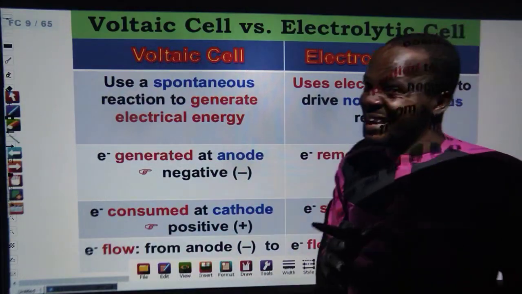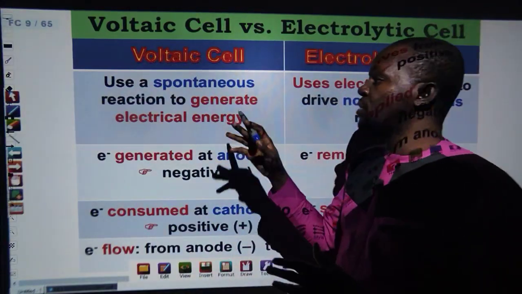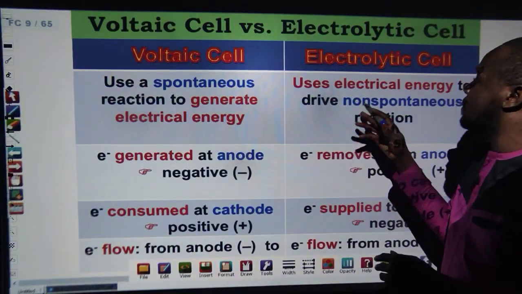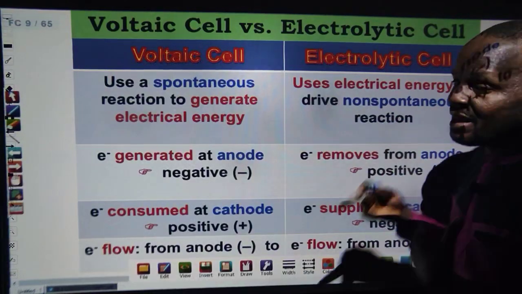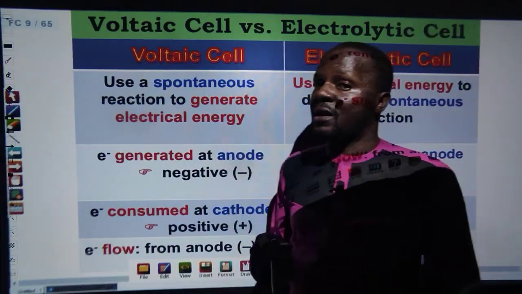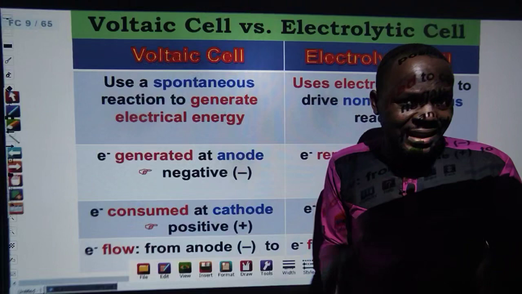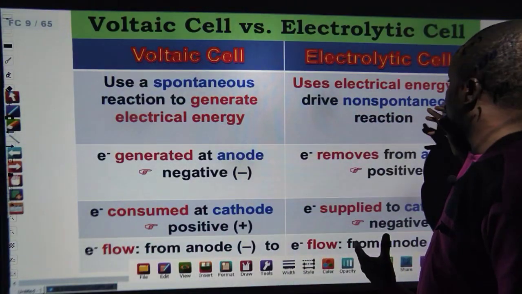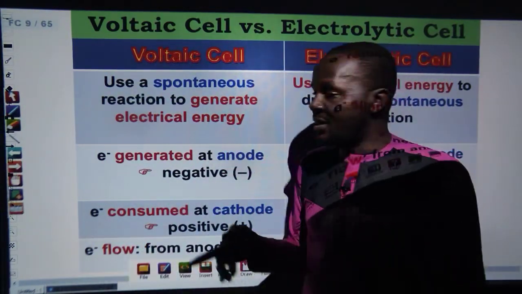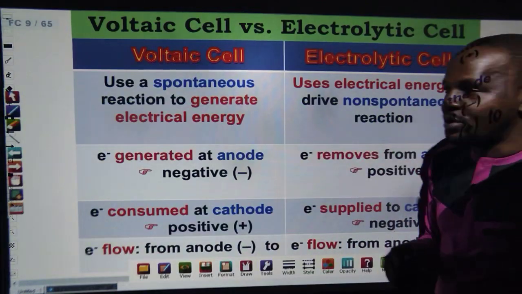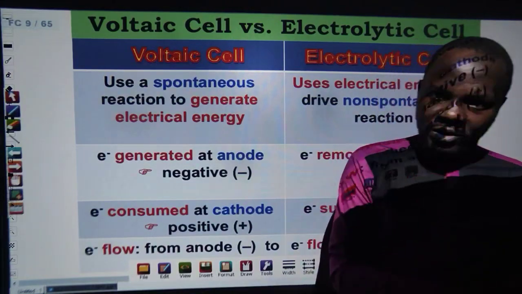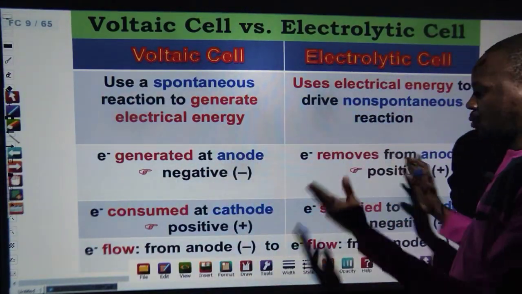Now, in a voltaic cell, the electrochemical cell, what you need is just a spontaneous reaction to generate electrical energy. But here, you use electrical energy to drive the reaction. Here, it's spontaneous. Spontaneous means natural. But here, you need a source to generate electrical energy before you can actually have the reaction. It's like the opposite of what is here. This is a spontaneous reaction to produce electrical energy. This uses electrical energy to drive a non-spontaneous cell, because it is not occurring naturally. Do you understand the difference? And these are more like what I believe you might have known.